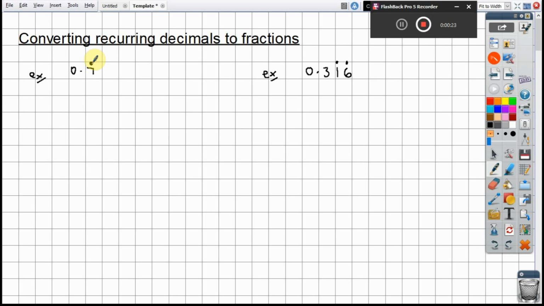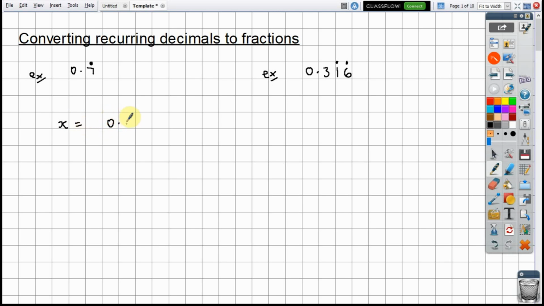0.7 recurring. Now if this mark wasn't here, then this would be in the tenths column and we would have 7/10. We would convert it into a fraction very easily indeed. But this doesn't mean 7/10 anymore. What we need to do is leave a couple of lines blank and we start setting up the method that you need to learn. x equals 0.7 recurring.